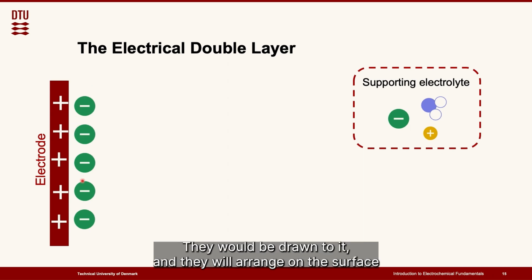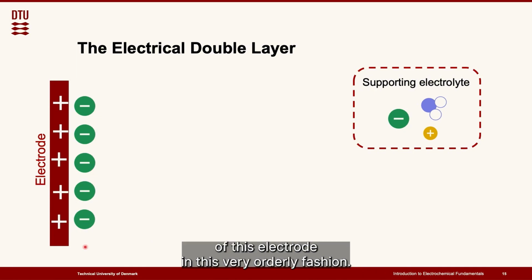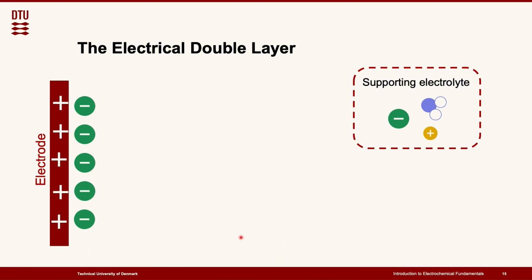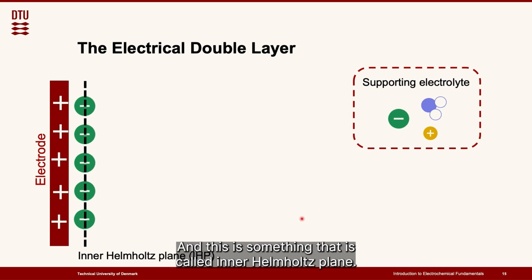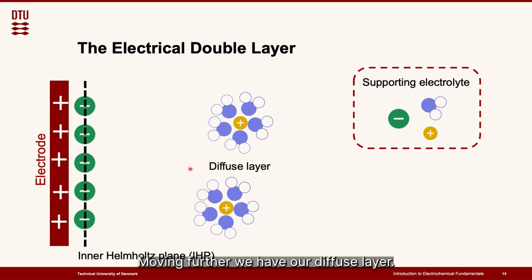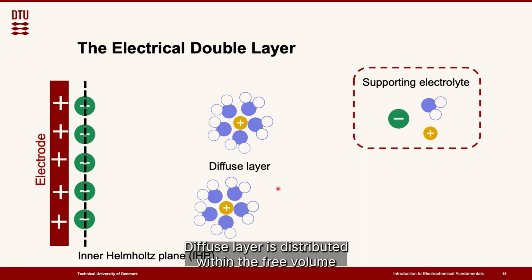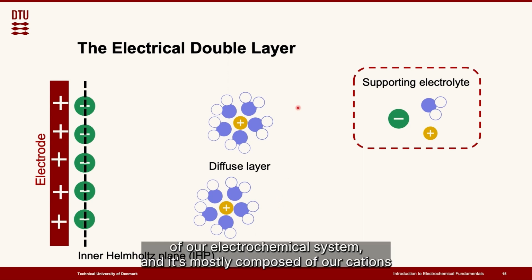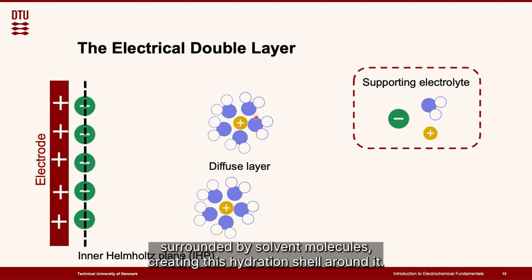They will be drawn to it, and they will arrange on the surface of this electrode in a very orderly fashion, and this is something that is called the inner Helmholtz plane. Moving further, we have our diffuse layer. The diffuse layer is distributed within the free volume of our electrochemical system, and it is mostly composed of our cations surrounded by solvent molecules, creating a hydration shell around them.